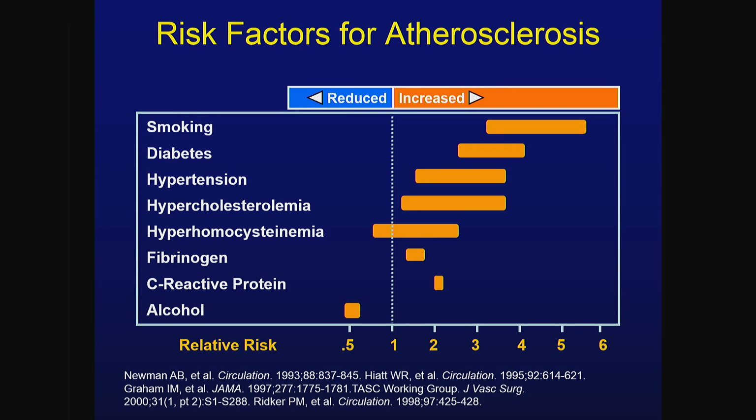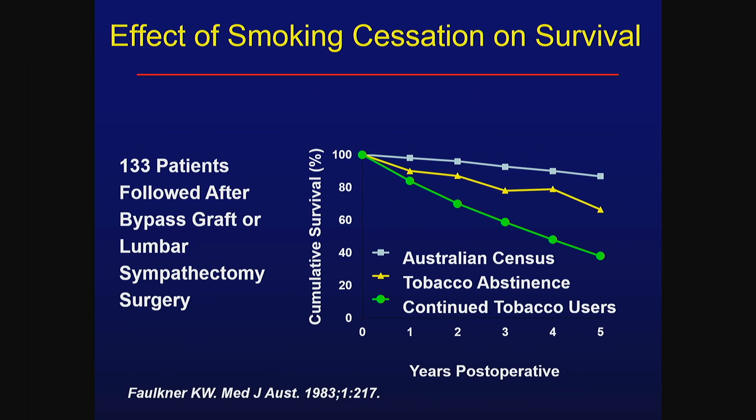The most commonly recognized factors for peripheral artery disease and atherosclerosis, and those which form the foundation of PAD therapy, are, of course, smoking, diabetes, hypertension, hypercholesterolemia. It turns out that elevated homocysteine is no longer considered to be a risk factor for peripheral artery disease.